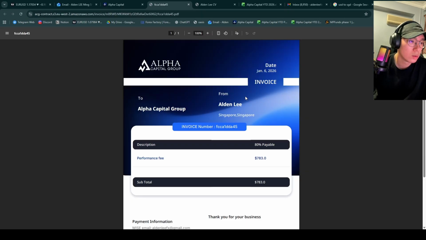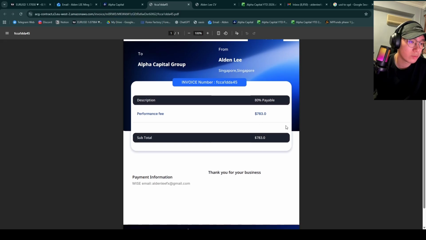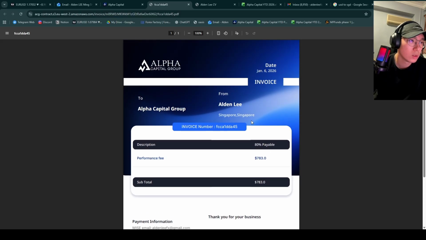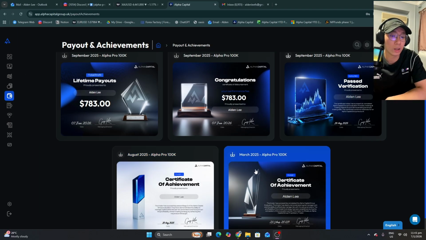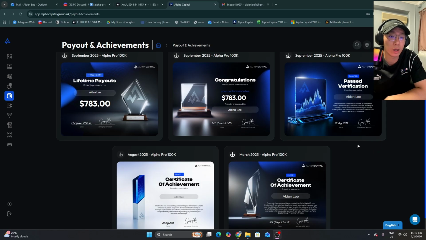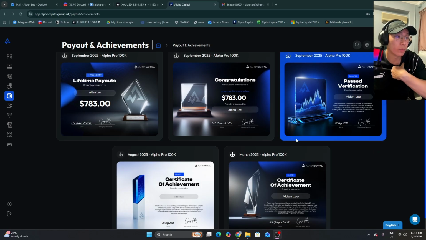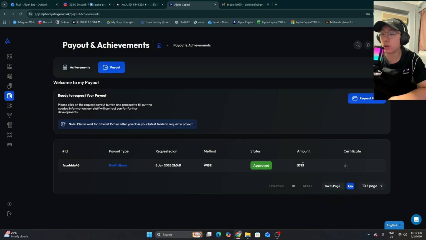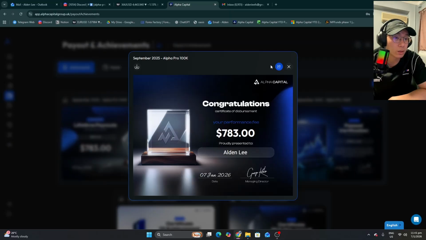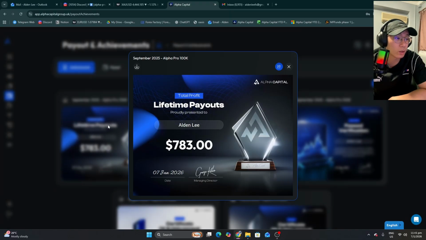Payout certificate. Okay, let's see what's going on. Invoice 80%, 783. Thank you for your business. Wise. Alright, guys. So it is the next day. I requested the payout on the 6th of January, and today is the 7th of January. And I finally got the payout. So you can see here, previously it was new, but now it says approved. So I've checked my Wise and I've received the funds. It's about 1,000 SGD.